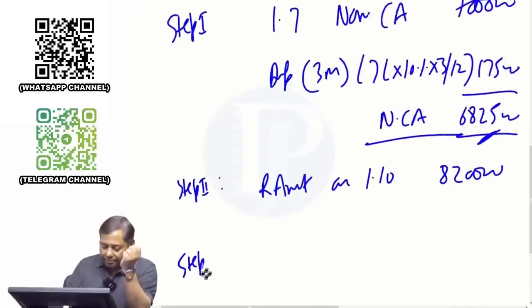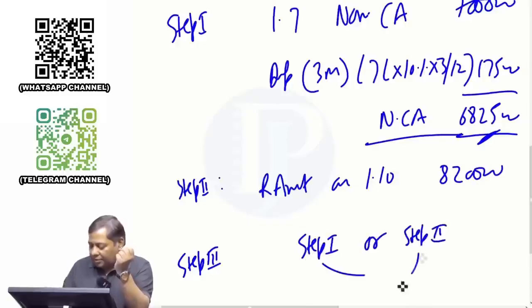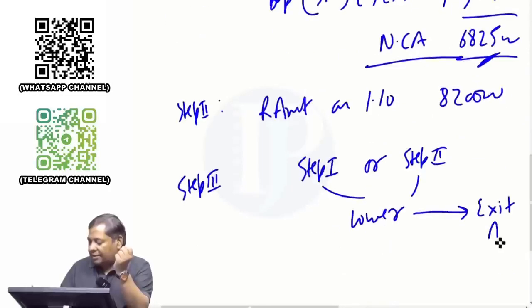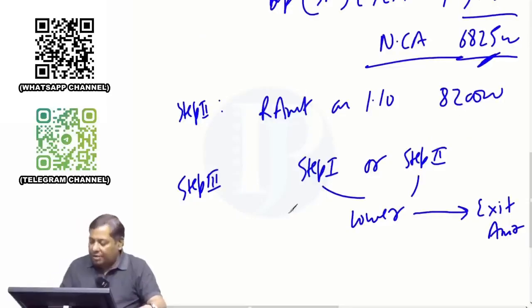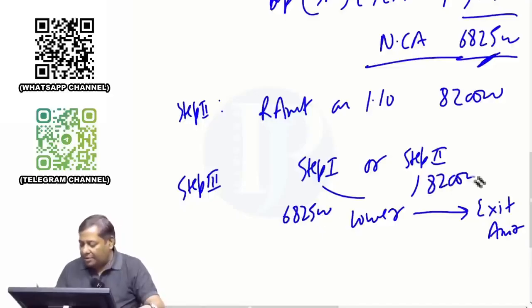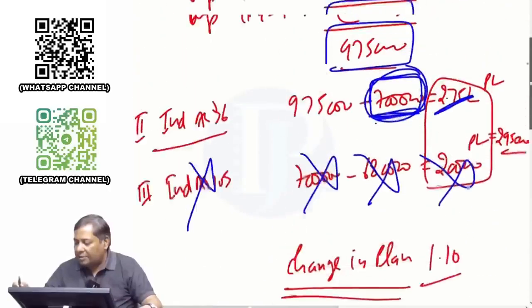Then the third step. Step 1 and step 2, whichever is lower. This will be your exit. This is the exit amount. You are allowed to get out from 105. In step 1, the amount is 682,500 and here is 820. Now the lower one is 682,500. So you can leave at 682,500 and how much do you have? You have 6,80,000, okay?